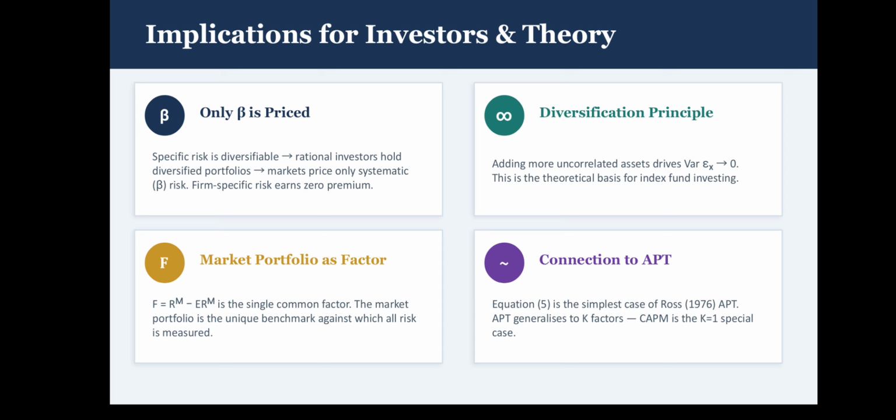Third, the market portfolio is the natural benchmark. The single factor f represents all the non-diversifiable uncertainty in the economy. Fourth, this one-factor structure is the K equals 1 special case of Ross's arbitrage pricing theory from 1976. APT generalizes to multiple factors. Think Fama-French, with a size and value factor added on top.